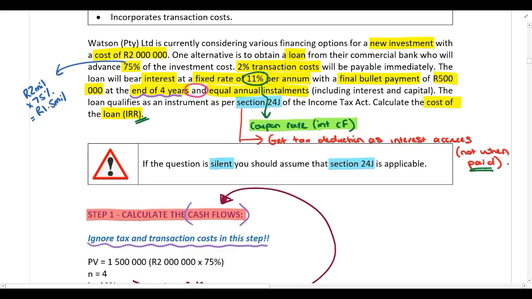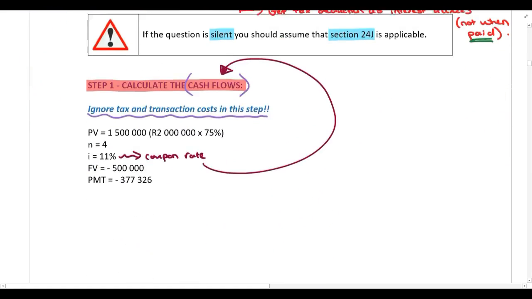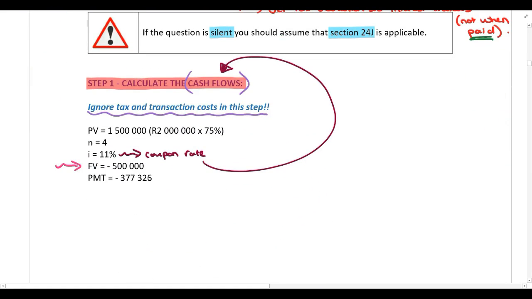Then we know that there's going to be a bullet payment at the end of 4 years, a bullet payment of 500,000 Rand, and in addition to that, equal annual installments including interest and capital. So for the future value, we have a bullet payment of 500,000 Rand at the end of year 4, and you're going to compute your payment, which will give you your annual interest and capital installments. Right, simple calculation, ignore tax and transaction costs. We've now calculated our cash flows.